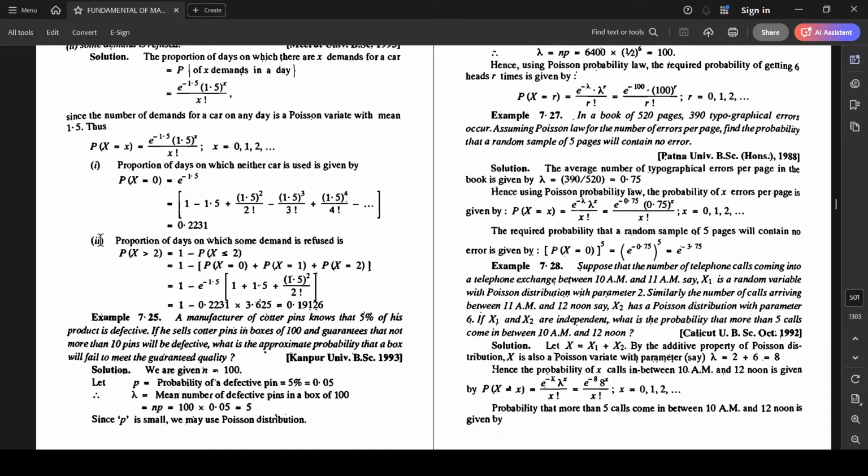And that is 1 minus 1.5 plus 1.5 square by 2 factorial minus 1.5 cube by 3 factorial and so on. So this will give us 0.2231.